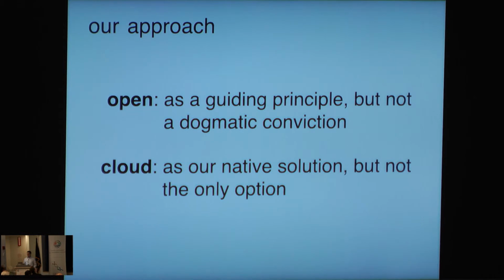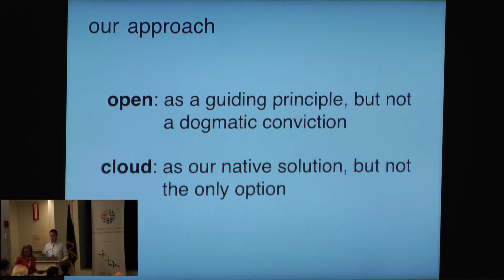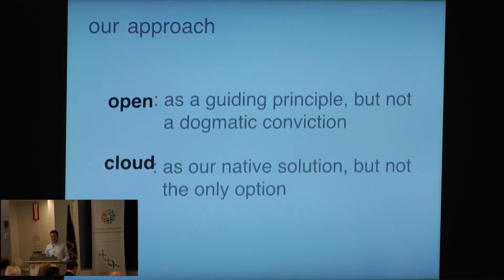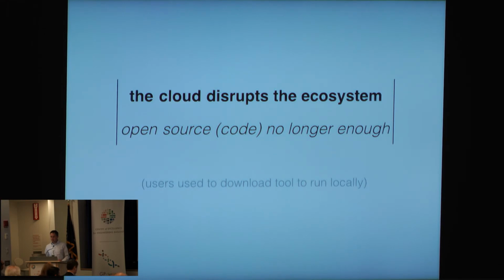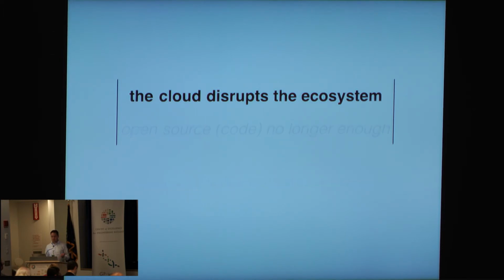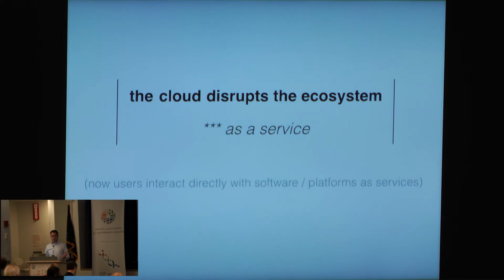Sage has two main bits to our approach of how we support these groups. One is we have open as a guiding principle, but not as a dogmatic conviction. And two, we leverage the cloud as our native solution, but again, not as our only option. One thing we've found is that the cloud disrupts this ecosystem in really interesting ways. Open source code used to be a way to disseminate algorithms and software, and now, instead of users downloading that locally, everything is provided to them as a service, so users interact directly with these software platforms.